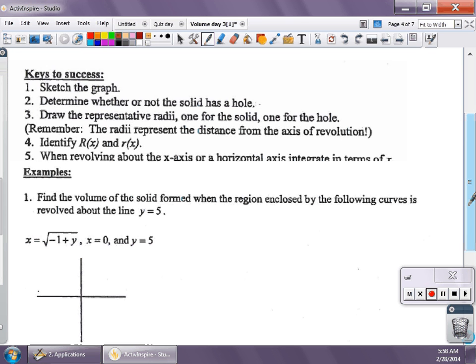Number 5 is very important. When you're revolving around the x-axis or a horizontal axis, you integrate in terms of x. So again, I want to highlight that: around the x-axis or a horizontal axis. In other words, if the axis is parallel to the x-axis, you are in terms of x. And I don't know why I don't have a number 6, but likewise, if you're revolving around the y-axis or a vertical axis, you are in terms of y. So you may want to add that to your notes.